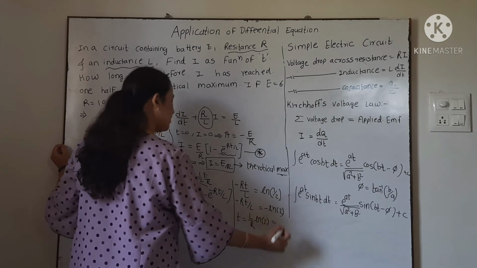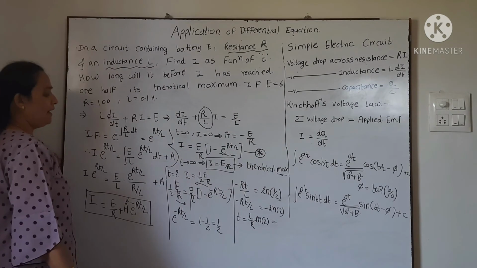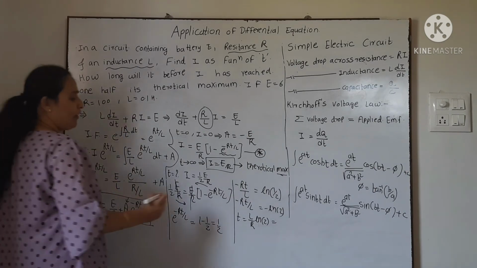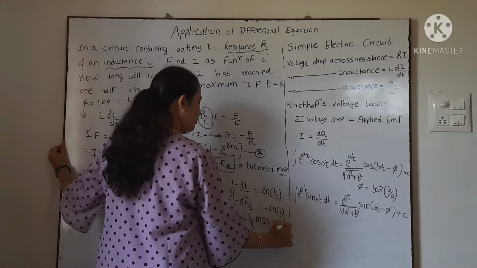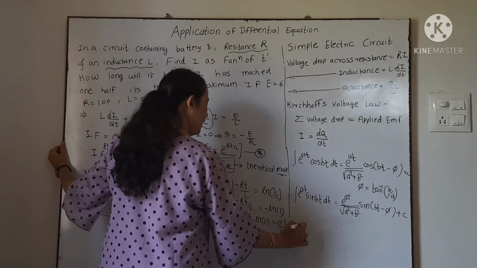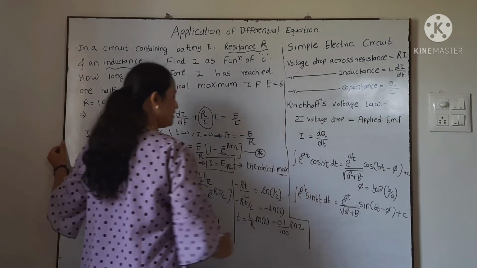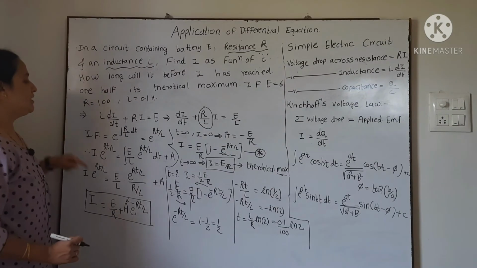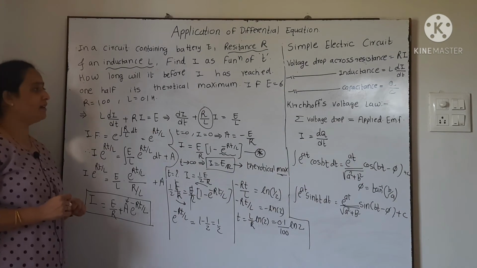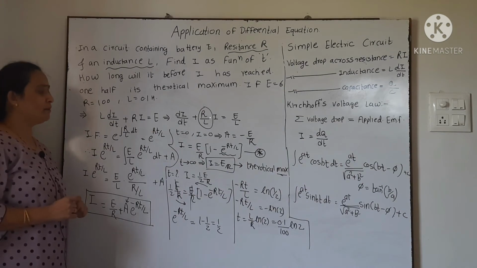And in this case, they have given us the values of L and R. What is the value of R? R is 100 and L is 0.1. So, if you want, you can write down the final answer as 0.1 upon 100 into ln of 2. Some people may further simplify this. This is the way we will solve the examples of simple electrical circuit. We will take one more example.